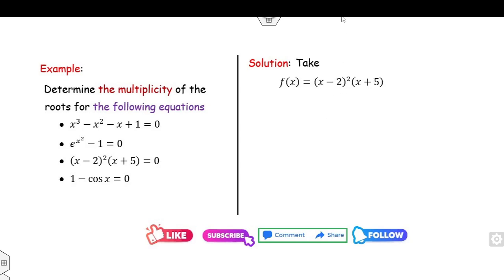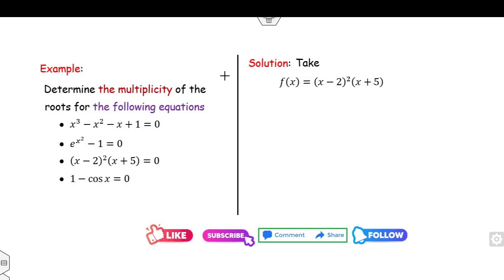Look at this case. Now you can easily see that because the power is 2, clearly x is equal to 2 is my root with multiplicity 2. On the other hand, x is equal to minus 5 is also a root, but the multiplicity is 1. This is the first method.